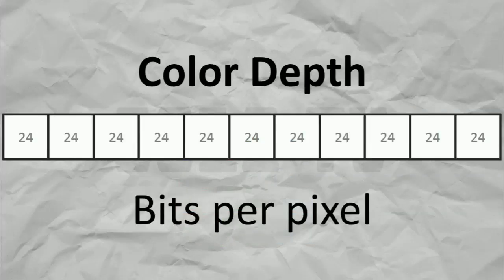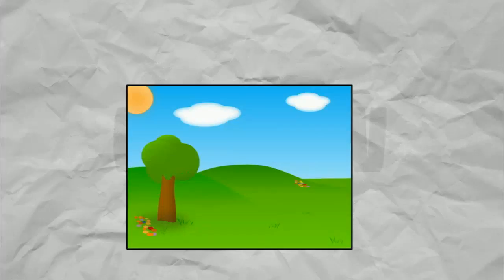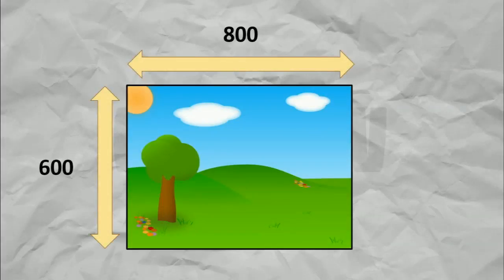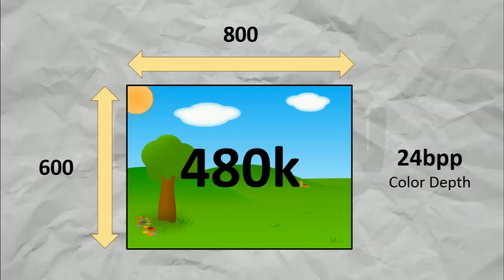Now, with this information, we can actually compute the size of an image. Here's how we do it. Let's say you have an image here. You need to know its width and height in pixels. In addition to this, you will need to know its color depth. First, we multiply its width and height, giving us the number of pixels within the image. In this case, there are 480,000 pixels within this image.